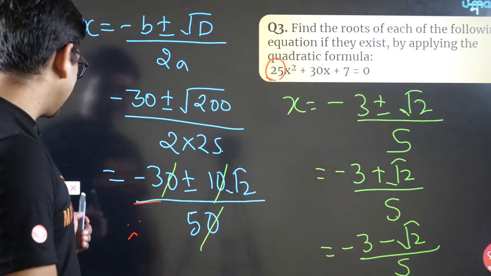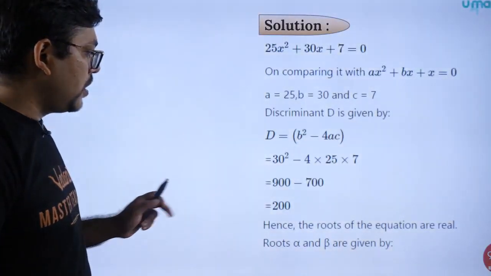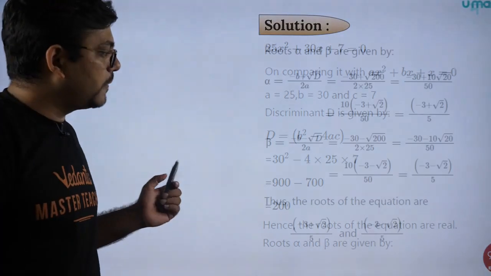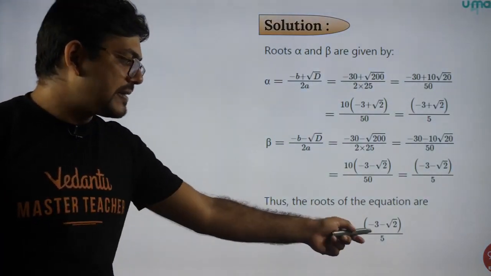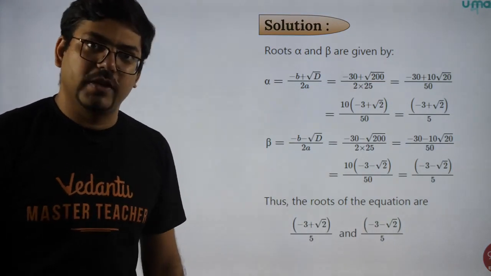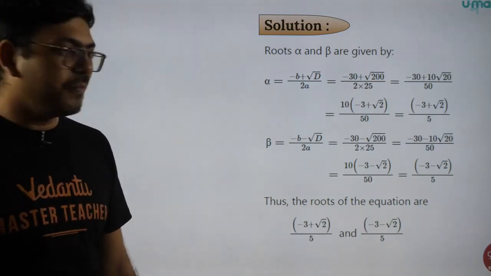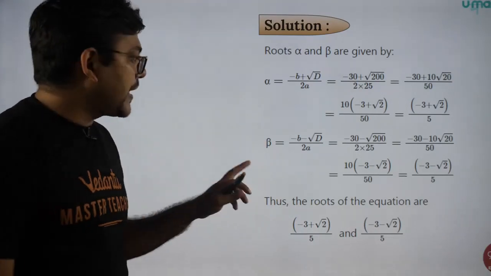Let me just show you the solution as well. So here's the solution. 200 is the discriminant which we also got. Minus 3 plus root 2 divided by 5, minus 3 minus root 2 divided by 5. And we also got the same answer. Let's move on to the next question then.